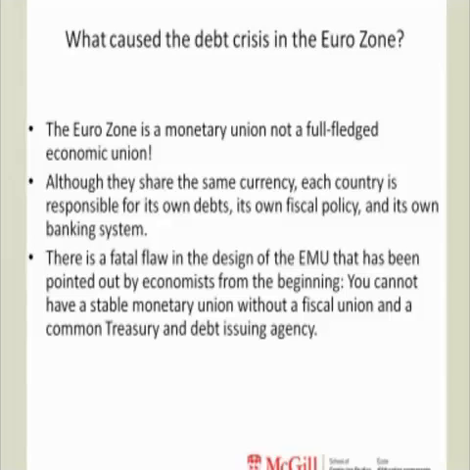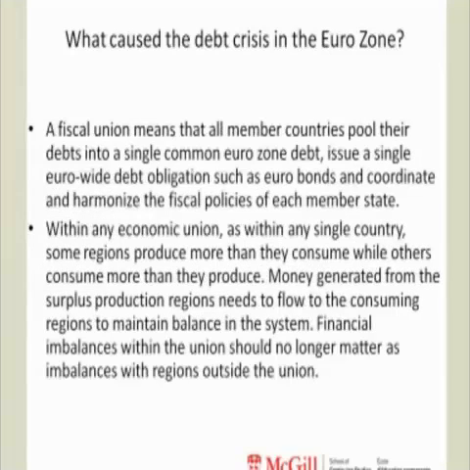Now, turning to the next slide. A fiscal union means that all member countries pool their debts into a single common eurozone debt, issue a single euro-wide debt obligation such as a Eurobond, and coordinate and harmonize their fiscal policies. That's what a fiscal union implies, that they share the debt together and issue eurozone bonds for all member countries.